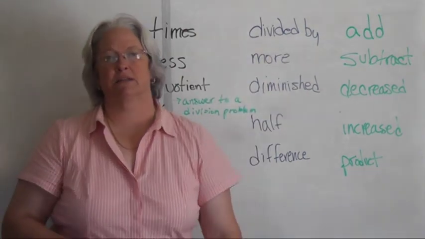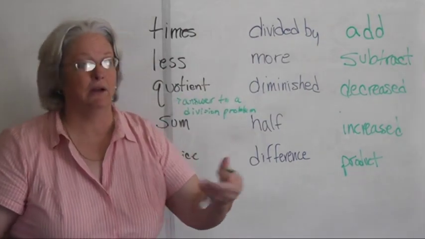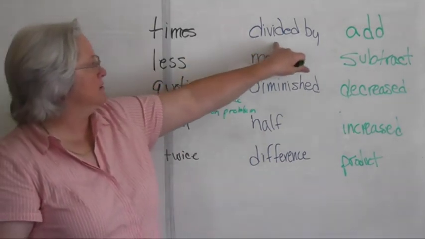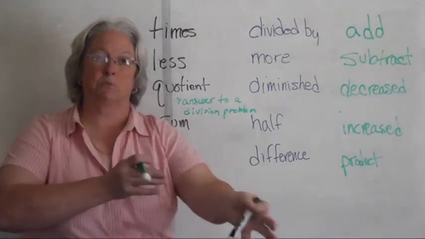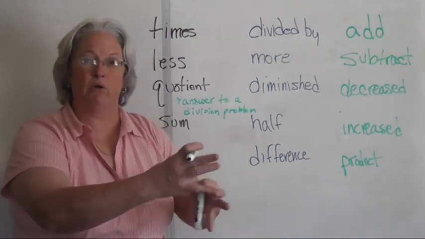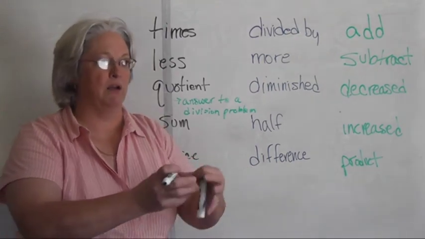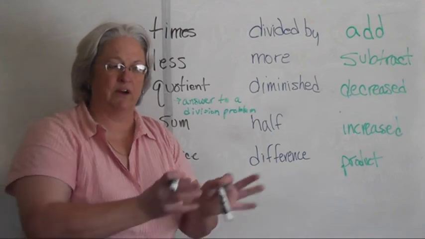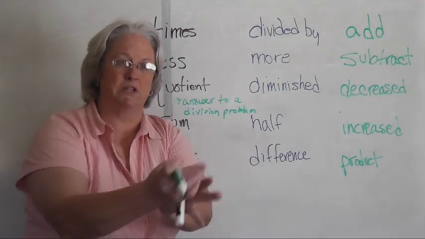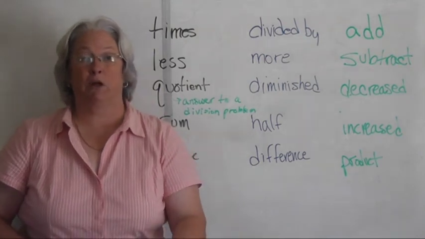Divided by, let's see, what could divided by be talking about? Multiplication, right? Well, no. Obviously, something is divided by. We're talking about division. We're talking about splitting up something into more than one group. 10 divided by 5 gives us 2. If we have to divide that into 5 groups, there's going to be 2 in each of those 5 groups.